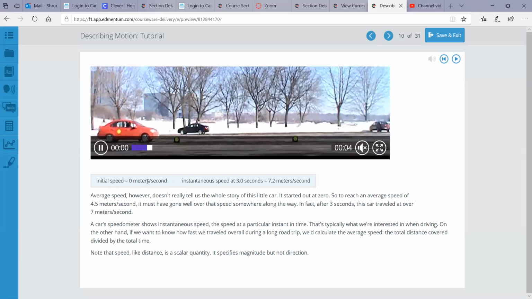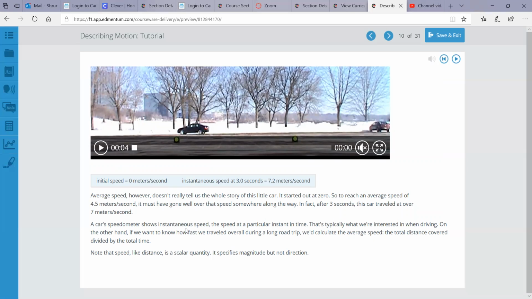So now we have this video of a car. Initial speed, 0. Instantaneous speed at 3 seconds, 7.2 meters per second. So average speed doesn't tell you the whole story. It takes everything in and then just divides by the total time. It starts out at 0, yes. But to reach an average speed of 4.5, it must have gone faster than that for a period of time as well.